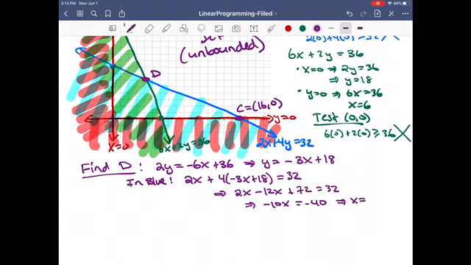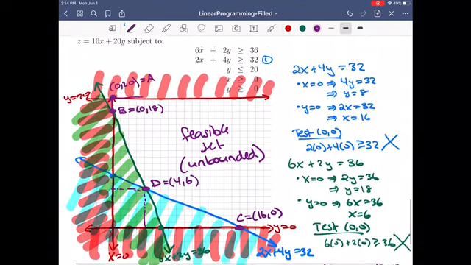Okay, so we get x equals 4. Plug that into here, means that y is negative 12 plus 18, so y is 6. So the coordinates for D should be (4, 6). Let's check: 4, 1, 2, 3, 4, 5, 6. Okay, so again, that's actually really close. Okay, good.